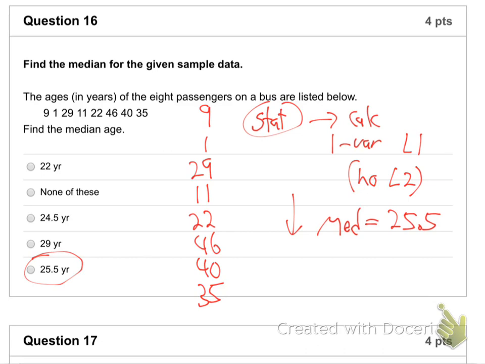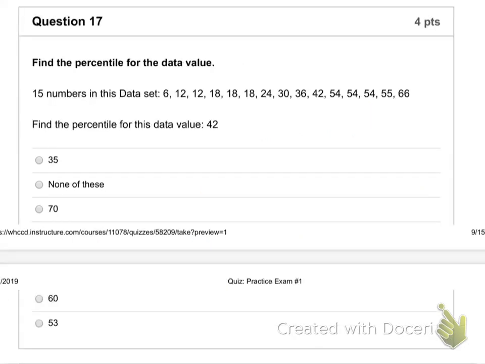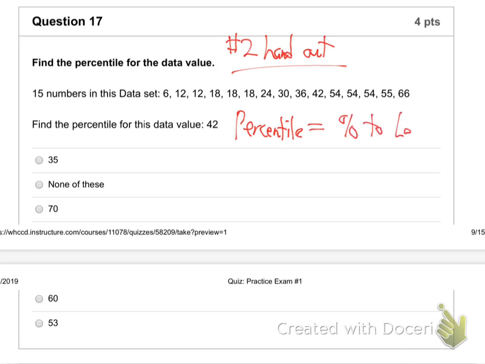I'll move on. Okay, so number 17. There are 15 numbers in the data set. Find the percentile for this data value, 42. So that's number 2 on the handout. Number 2 in the handout says percentile is percent to the left or percent below. Same thing, right? Because that's what percentile means.